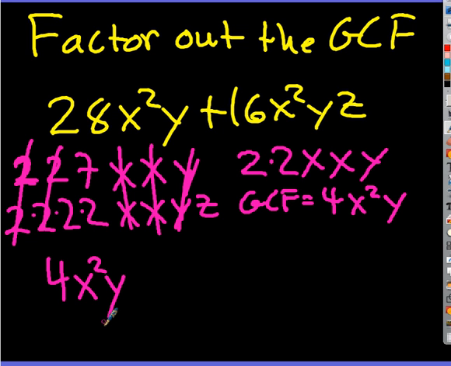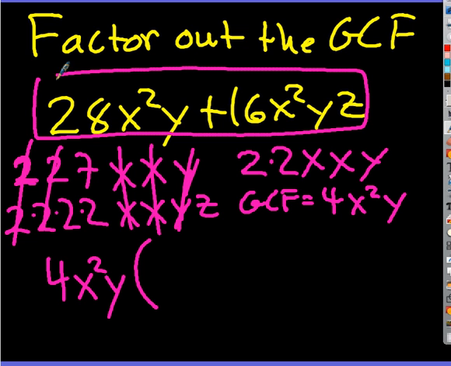4x squared y. I'm going to have a parenthesis. Anytime I do this, I'm going to have my greatest common factor, then a parenthesis. And now I want to rewrite these two numbers with the greatest common factor factored out. And the way I do that is I take the greatest common factor, I put it outside the parentheses, I've already done that, and I take whatever's left. Whatever is left, and I write that inside the parentheses.